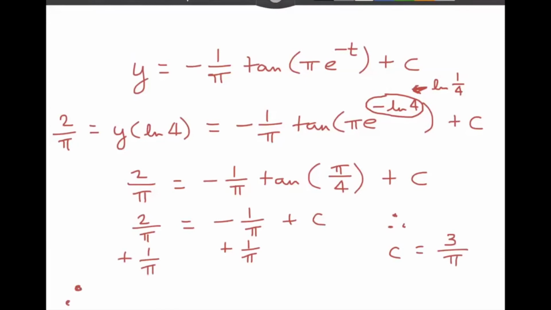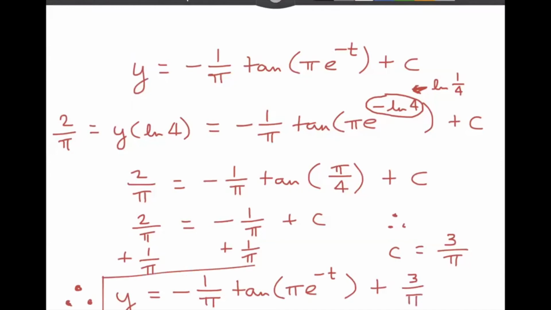Therefore, y is equal to negative 1 over pi tangent pi times e to the negative t plus, not c, because we know what c is now, plus 3 over pi. And that's going to do it for that problem.